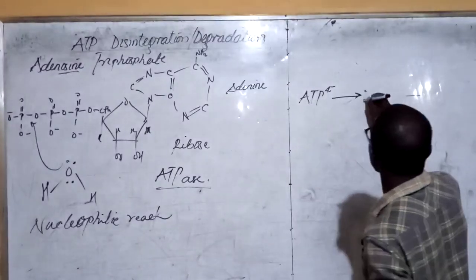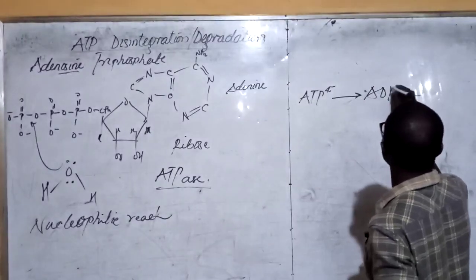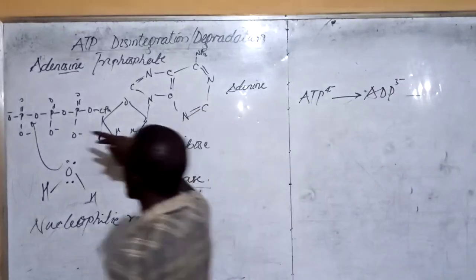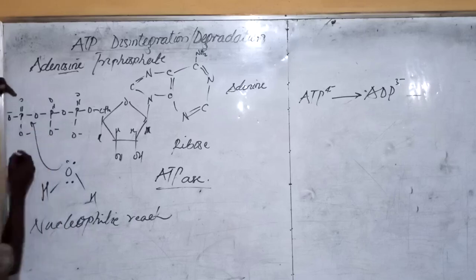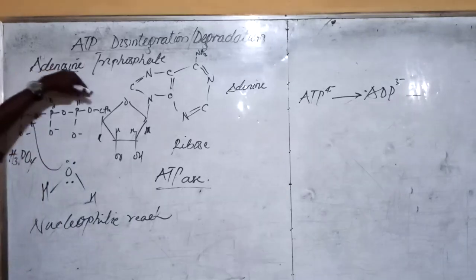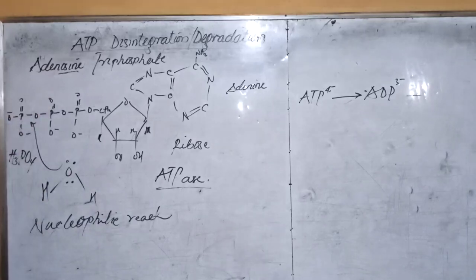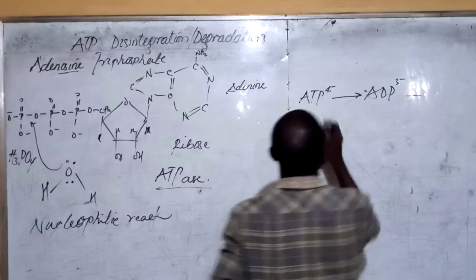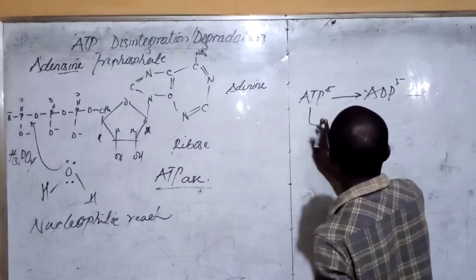So at the end of the day, we're going to get ADP 3 minus, 3 minus because one of these groups is going to be lost. So we have H3PO4 lost, and then these two phosphate groups are still available. So this happened via following a what?